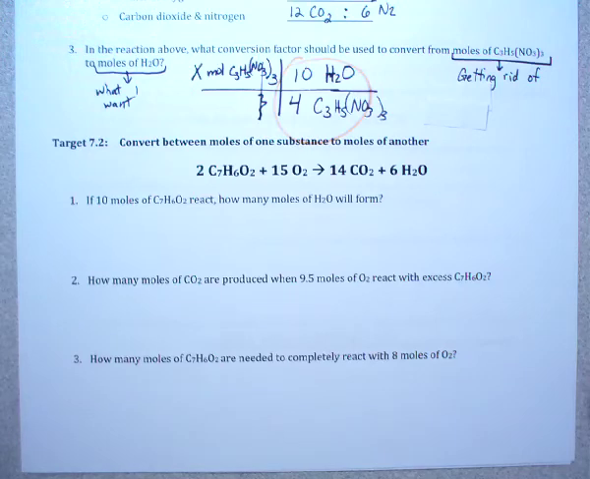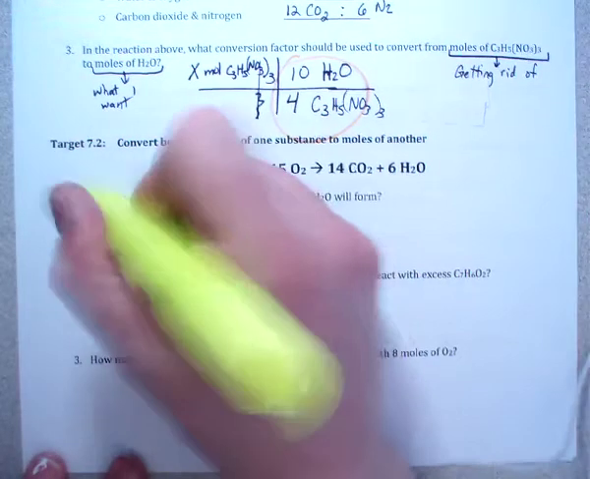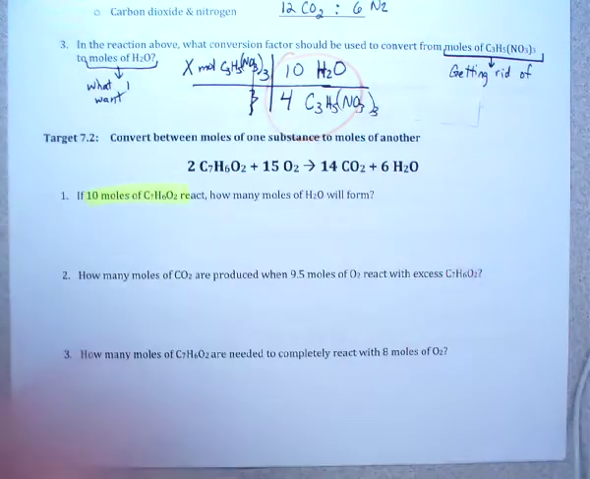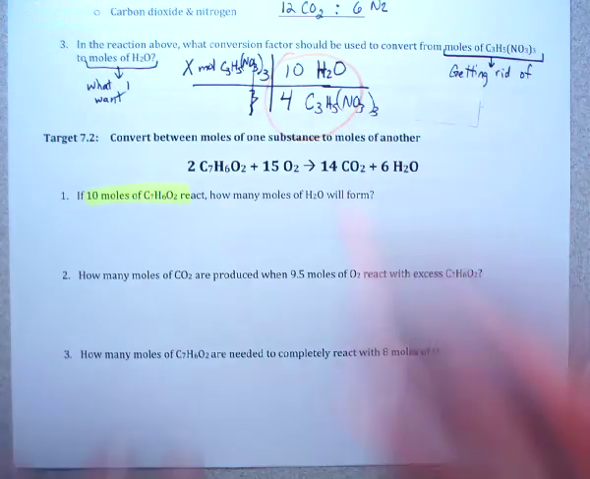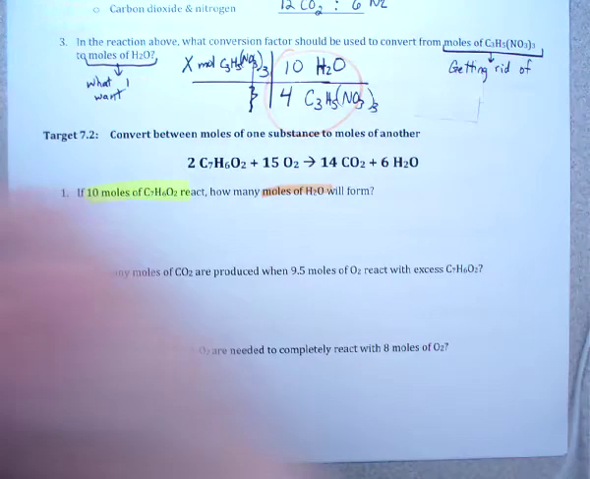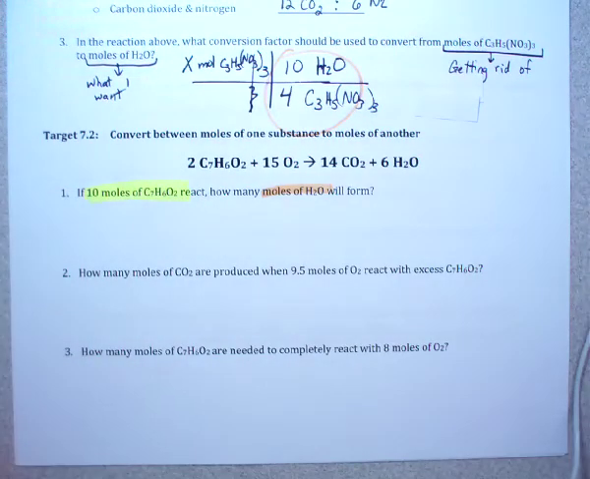Target 7.2 asks you to convert between moles of one substance to moles of another. My suggestion whenever you're doing any type of conversion problem is to highlight the given and highlight what it is that you're trying to find. So in this case, for question 1, I was given 10 moles of C7H6O2, and I'm asked to find moles of H2O. So I was given moles and I was asked to find moles.